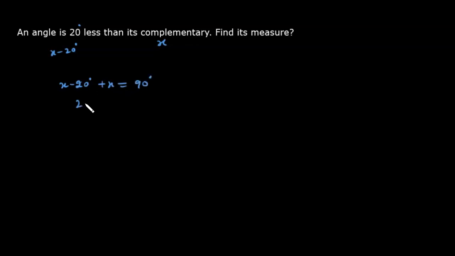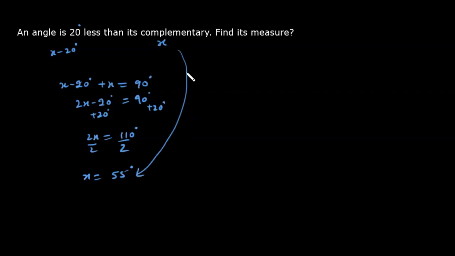Now this is 2x minus 20 degrees equals 90 degrees. We can add 20 degrees to both sides. So this is 2x equals 110 degrees. And dividing both sides by 2, x is 55 degrees. Now x is the complementary angle, and the main angle is x minus 20 degrees. So that is 55 degrees minus 20 degrees equals 35 degrees. So the answer is 35 degrees.